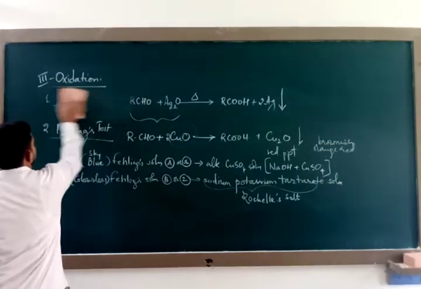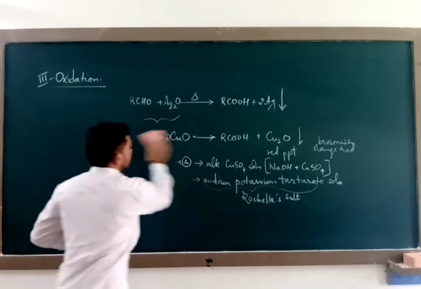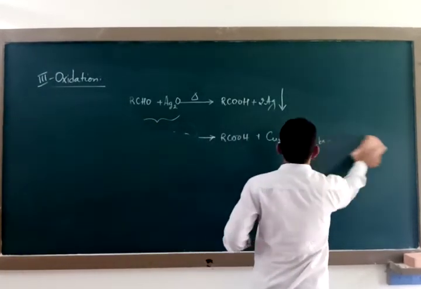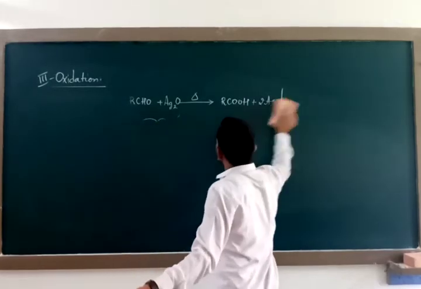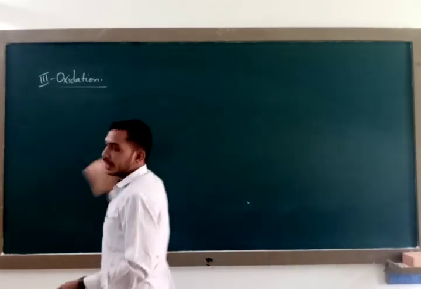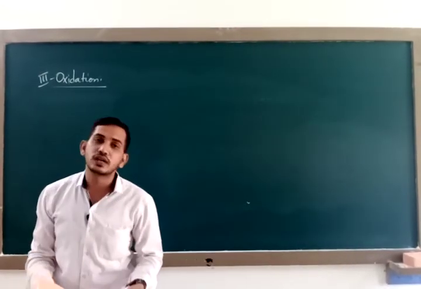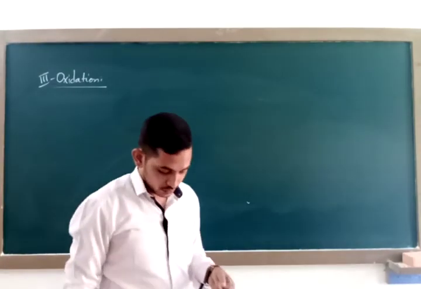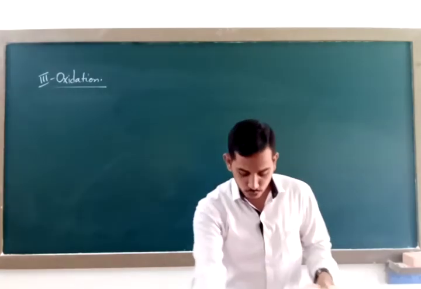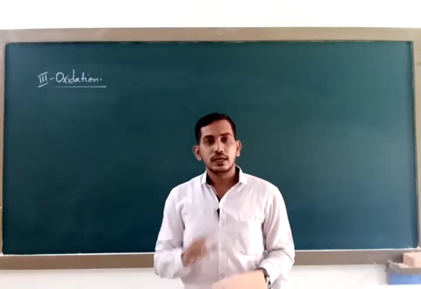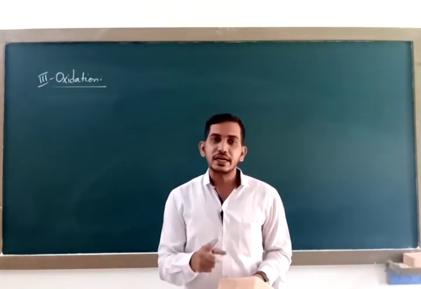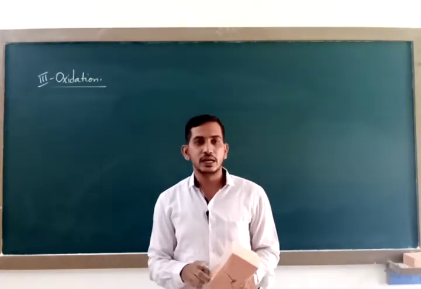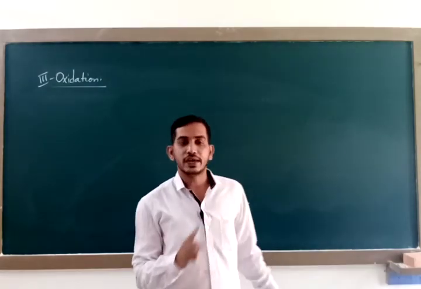Then the last test, we have one more oxidation. You need to remember that Fehling's test is only done for aliphatic aldehydes. Even aromatic aldehydes do not respond to this test. In Tollens test, all aldehydes respond. In Fehling's test, only aliphatic aldehydes react, aromatic aldehydes fail to answer Fehling's test.